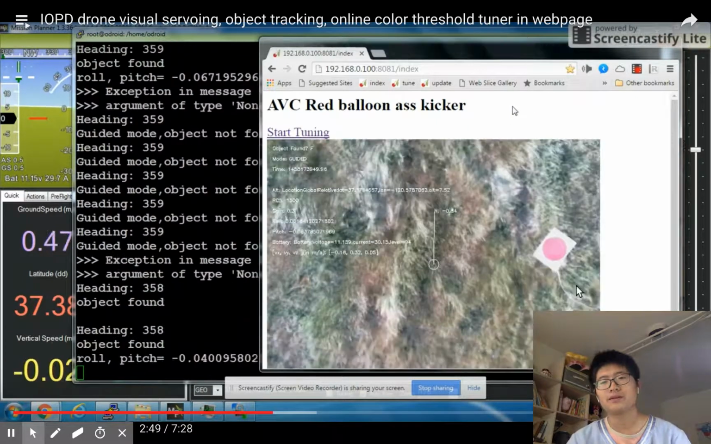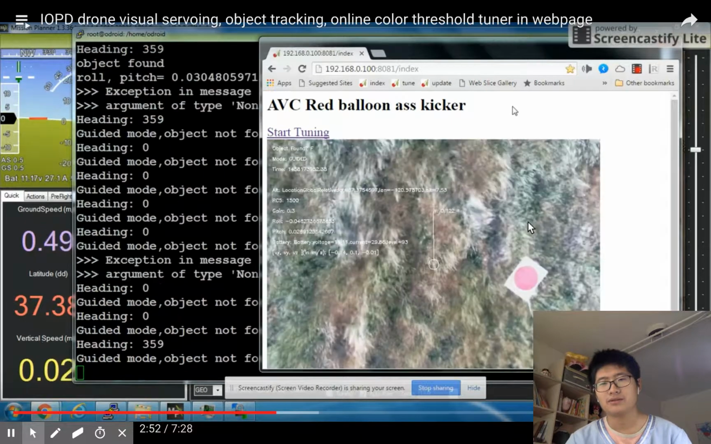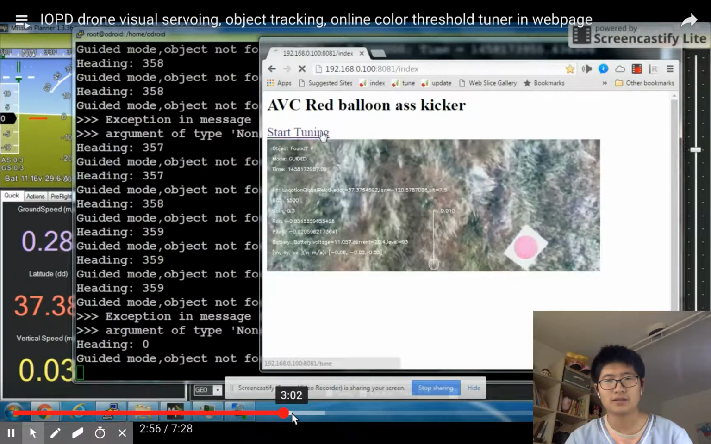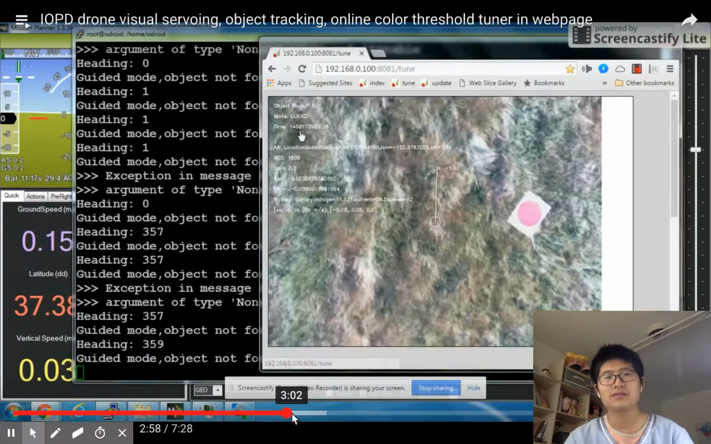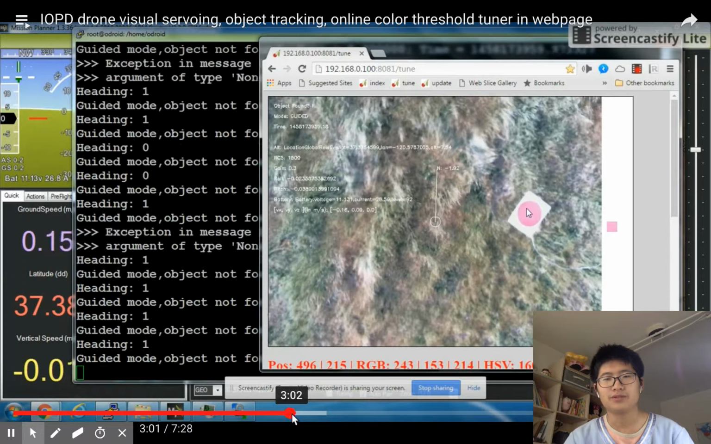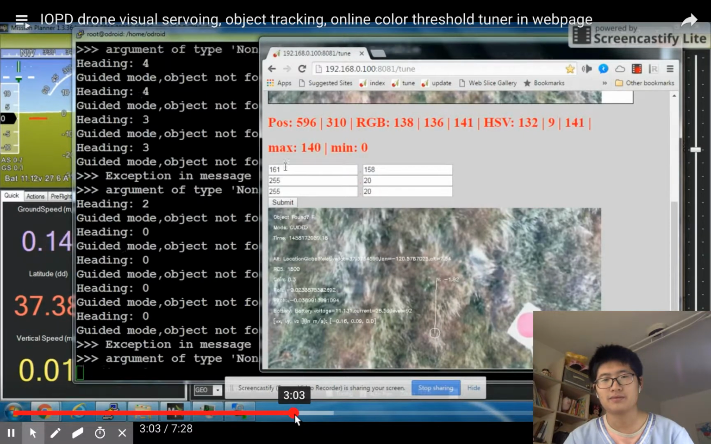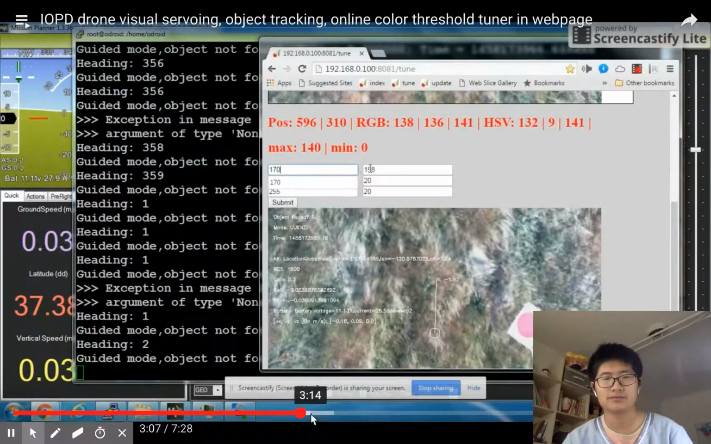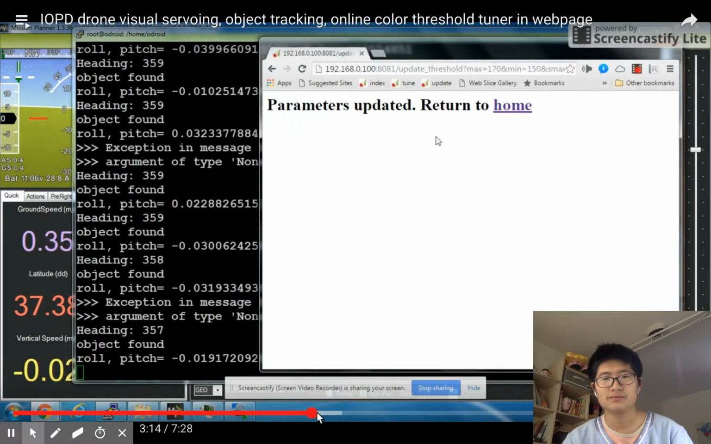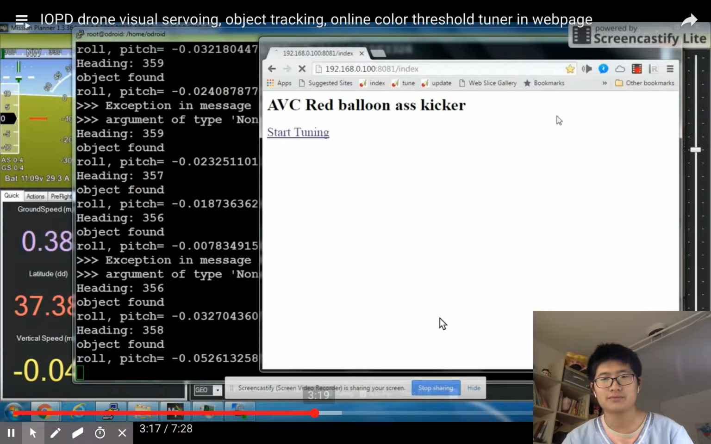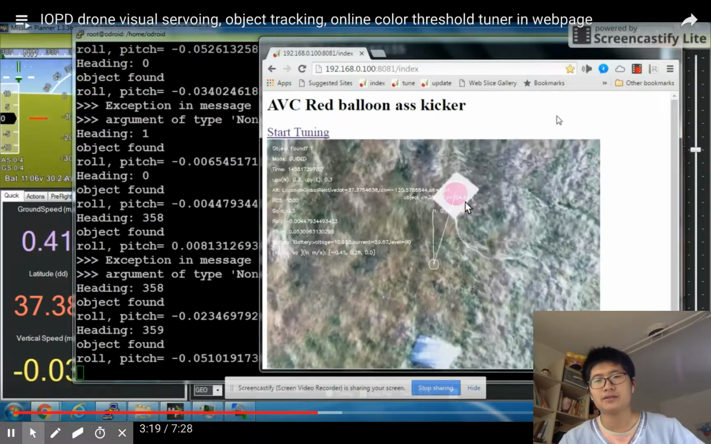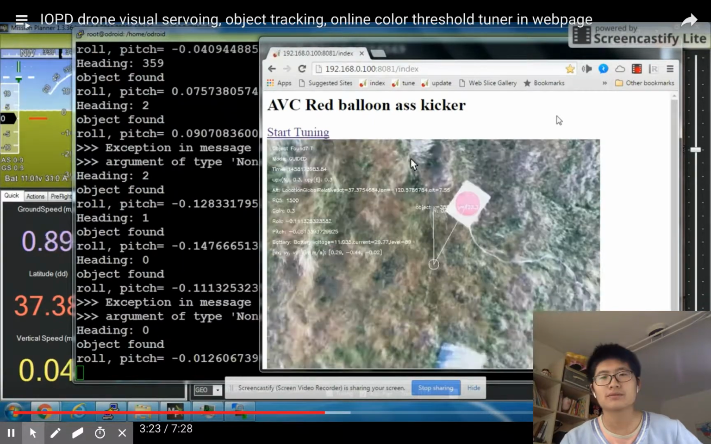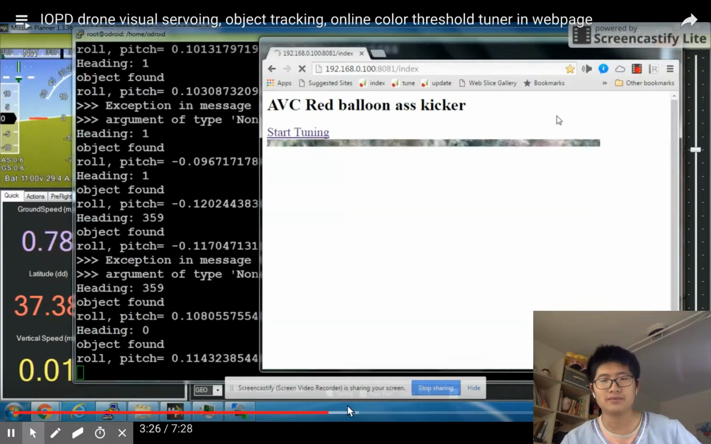Now you see the red circle can be detected better, but it is not good enough. So I retuned that with this small app from the browser. You see here, the red circle can be detected better. It's more stable.